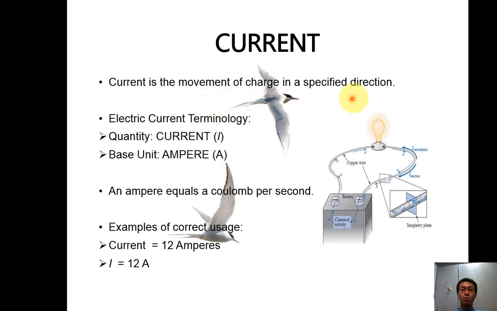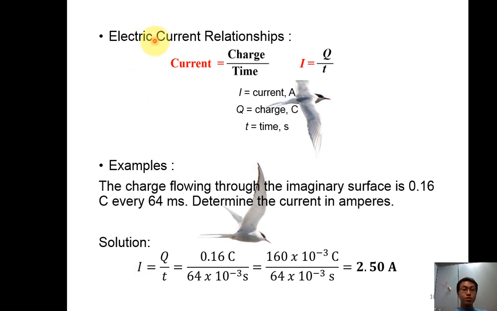Current is the movement of charge in a specific direction. For example, the electrons, which are negative, move from the negative area to the positive terminal. So it is the movement of charge. For electric current terminology, we use current I, italic. The base unit is ampere, A. An ampere equals a coulomb per second, so 1 C divided by s. Correct usage is current equals 12 amperes, I equals 12 A. As we can see, I is the variable. A is not; A is a symbol or unit. So, electrical current relationship.